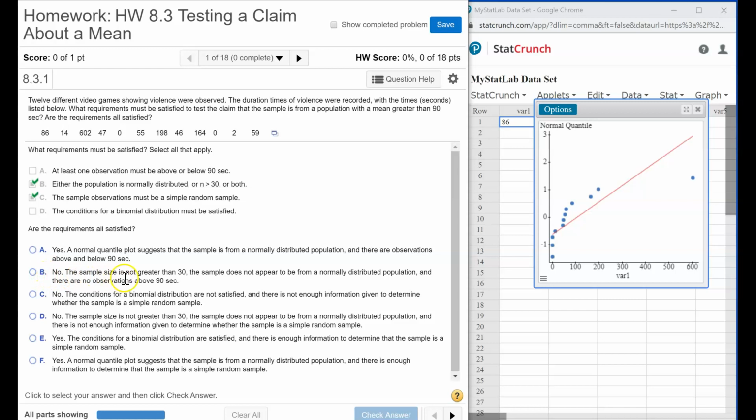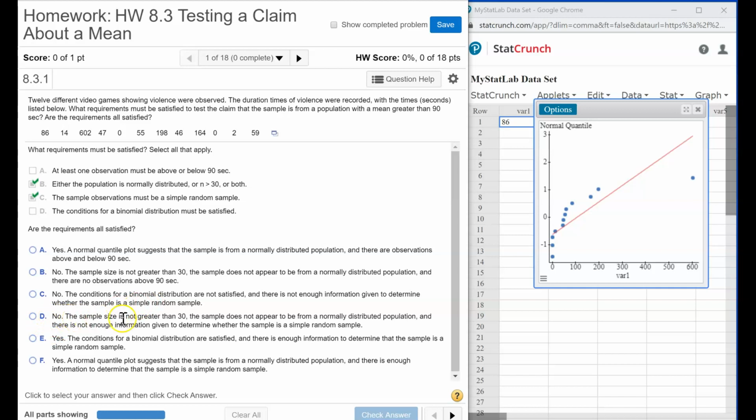No, the sample size is not greater than 30. The sample does not appear to be from a normally distributed population, and there are no observations above 90 seconds. We don't worry about observations above 90 seconds, so that would not be our choice. Next, no, the conditions for binomial distribution are not satisfied, and there's not enough information given to determine whether the sample is a simple random sample. No, that is not our choice.